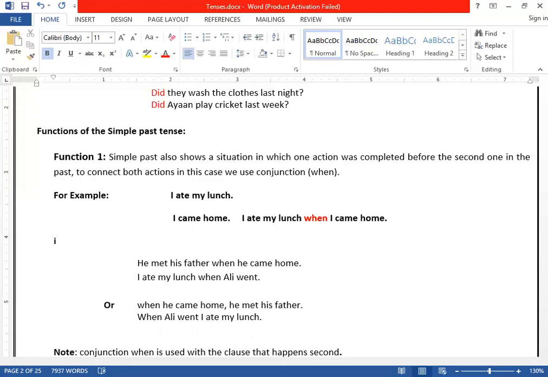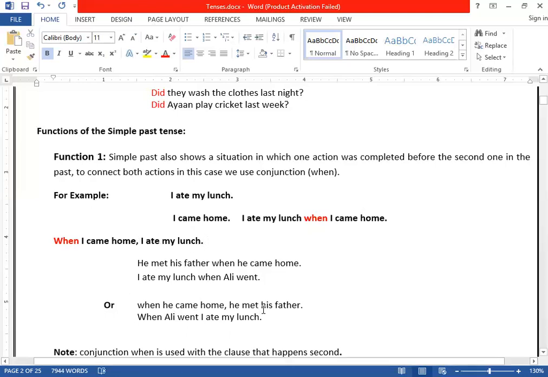When I came home, I ate my lunch. So you can also use it this way: when I came home, but you have used the conjunction in the beginning of a sentence. Can you see? In this case, we need to put a comma. When I came home, I ate my lunch. So this is also the correct way to write it, clear?